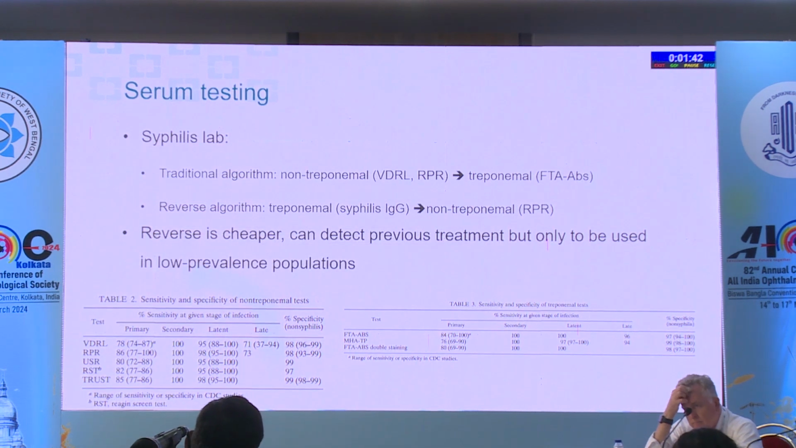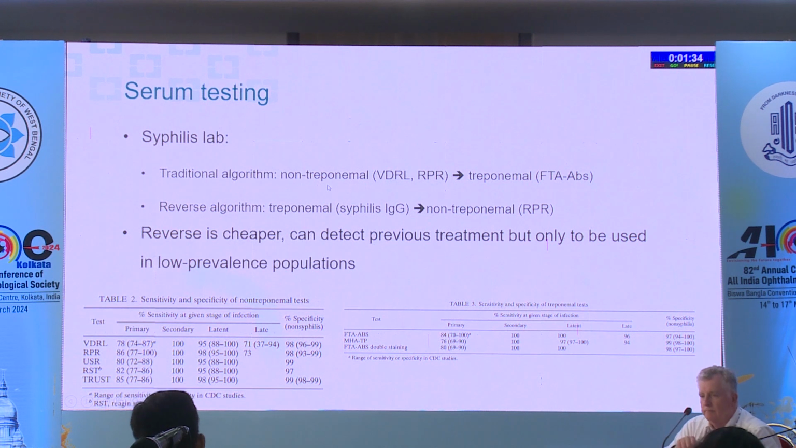Now, serum testing. If you look at the CDC guideline, there's two algorithms. The traditional one, which is the one we've all studied, nontreponemal and then treponemal, or the reverse one, which is syphilis IgG first and then RPR. The reverse is definitely cheaper and can detect previous treatment, but can only be used in low prevalence population.